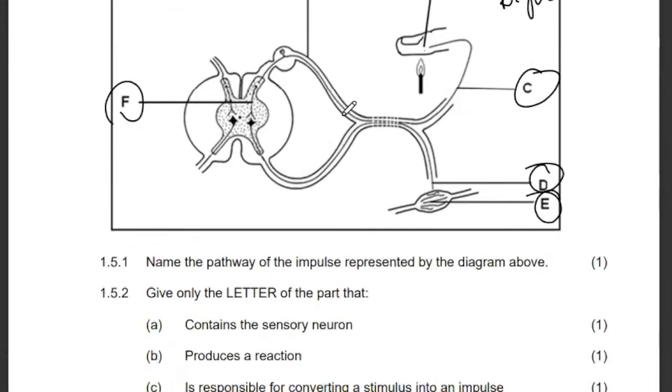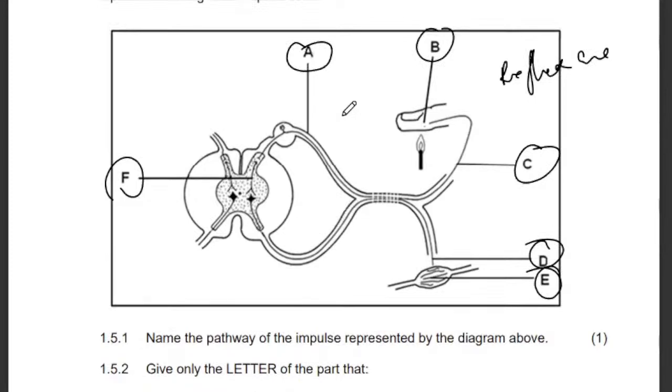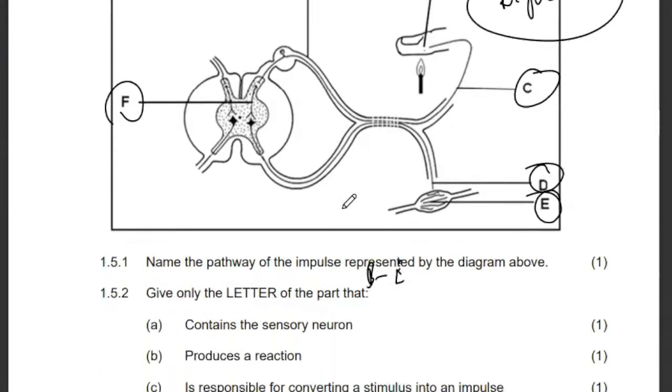So I'm saying name the path of the impulse represented in the diagram above. Yeah, basically that's what they are looking at. Name the path of the impulse represented by the diagram above. So how does the impulse move? It moves from B to E. So basically it is B to E, and then we say that this path is basically the reflex arc.